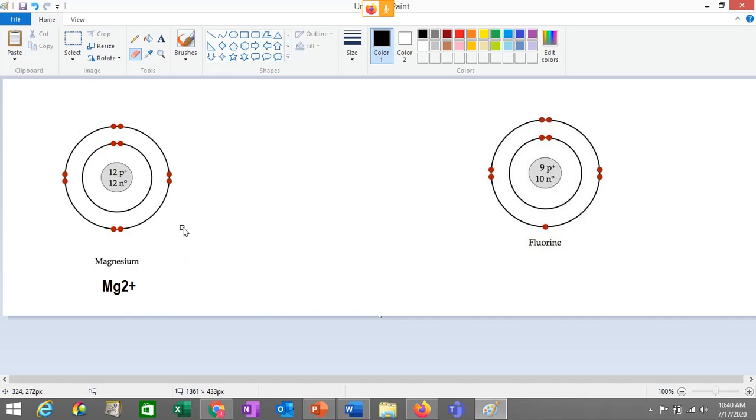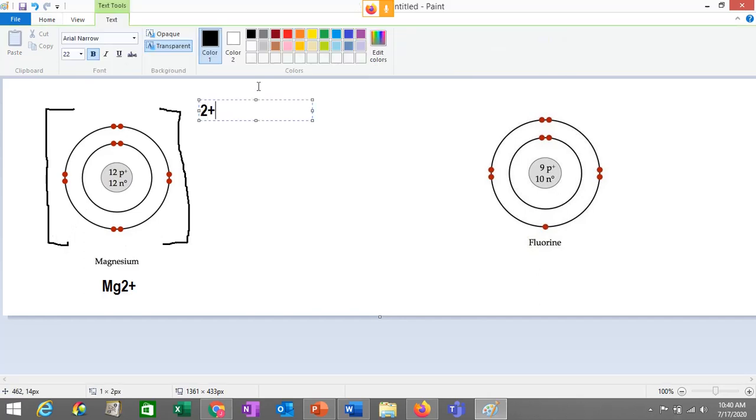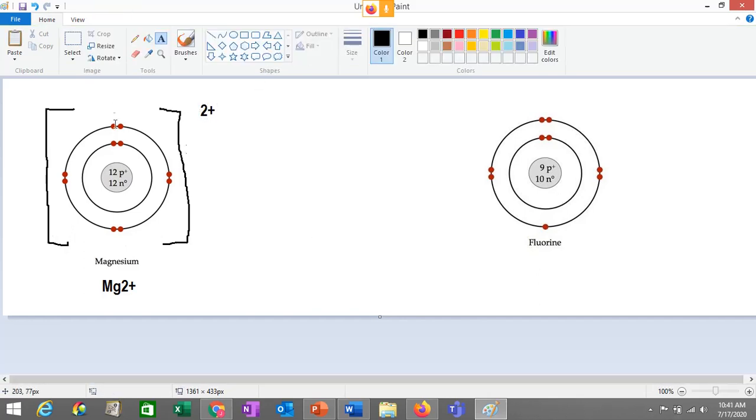Okay, so we should have 10 electrons now. 2, 4, 6, 8, 10. Perfect. One last thing that we need to do to show that this is an ion, because it might not be that clear just by looking at it, is that we have to put little square brackets around it, and then put the charge of the ion up there. Okay, so that's done. We've got the electrons removed, we've put our square brackets, and we have our charge.